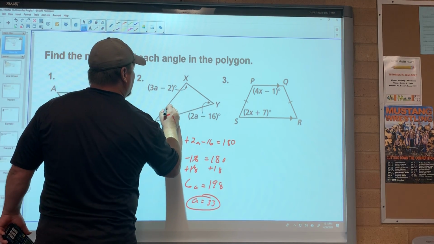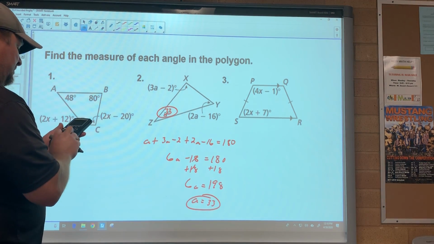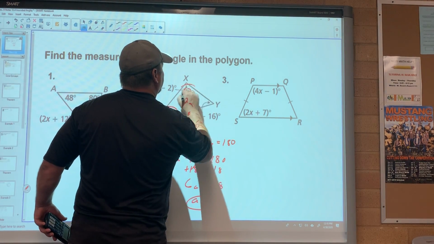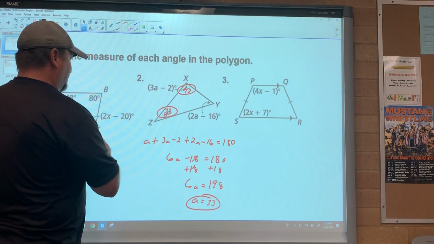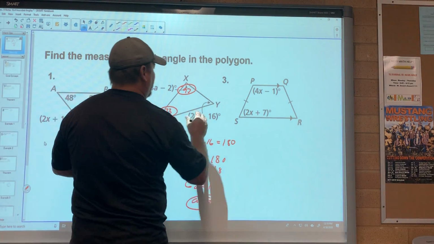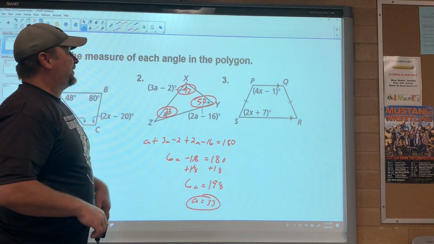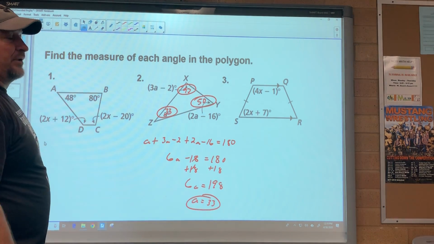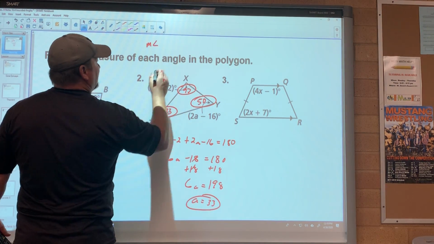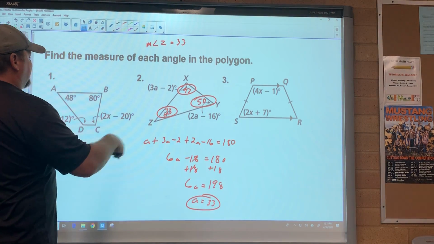That's going to help us find each angle. So this angle is 33. This angle will be 3 times 33 minus 2, which is 97. And then 2 times 33 minus 16, and that'll be 50. So angle X is 97, angle Y is 50, and angle Z is 33. If you remember, the way we write those is the measure of angle Z would equal 33. You could do that for each one of them, but I'm going quick so that we can get through this.